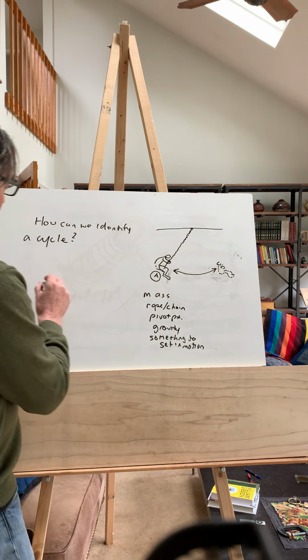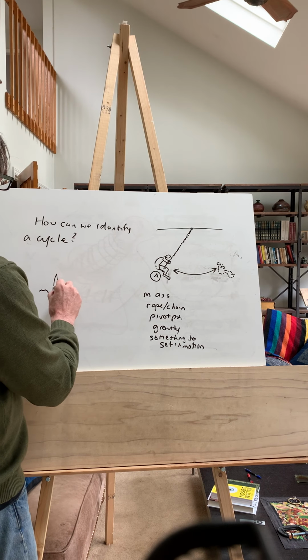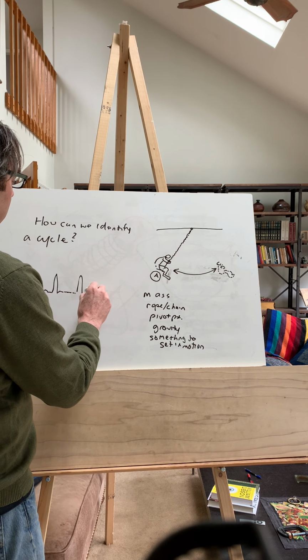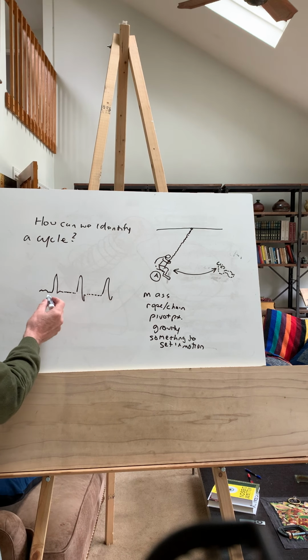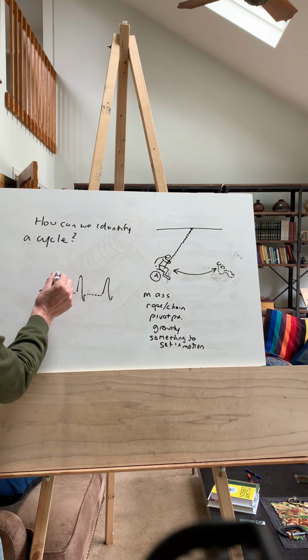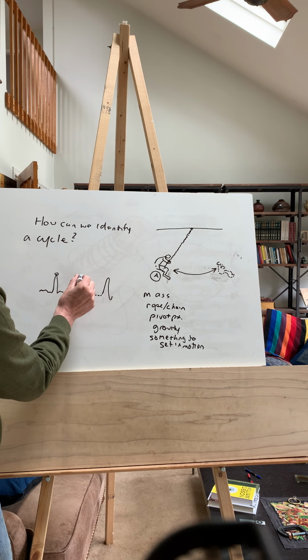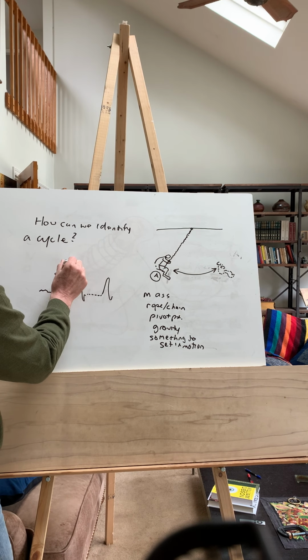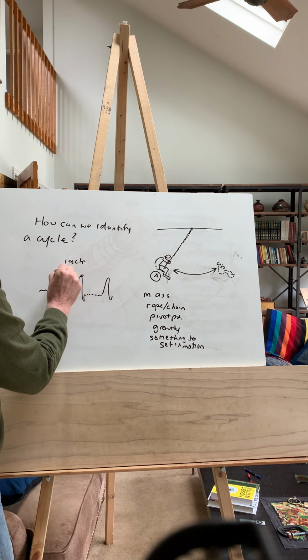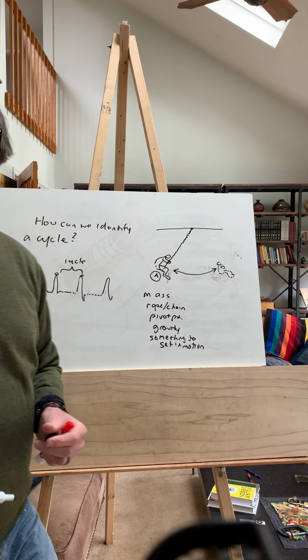If you think about your heart rate, right, it goes something like this. You would observe that system, right? And pick a starting point, say the peak right here. You would observe the system till it returns to that starting point. And that would be one cycle for a heartbeat. And you can do that for anything.